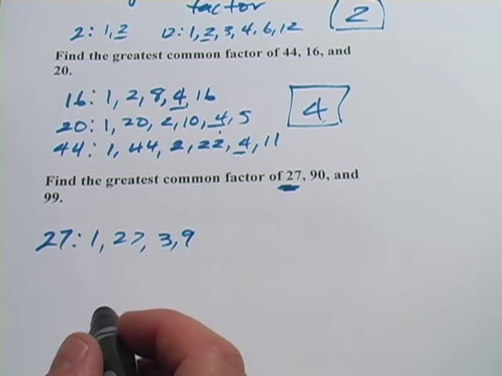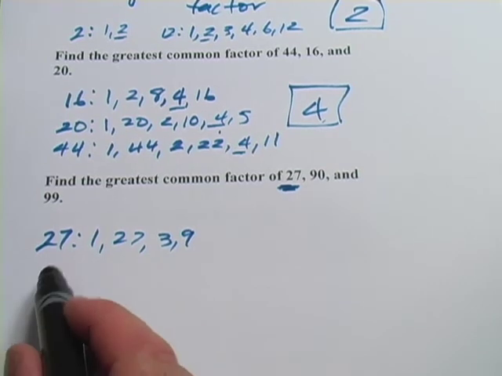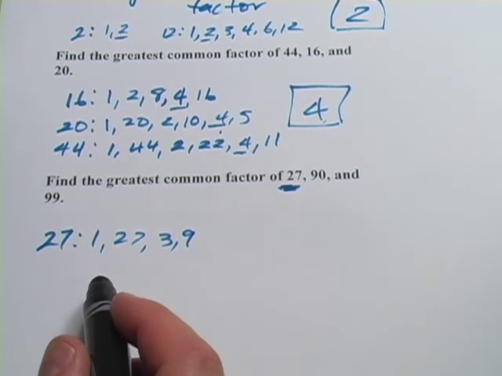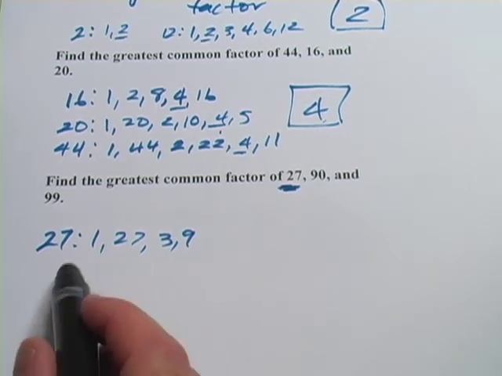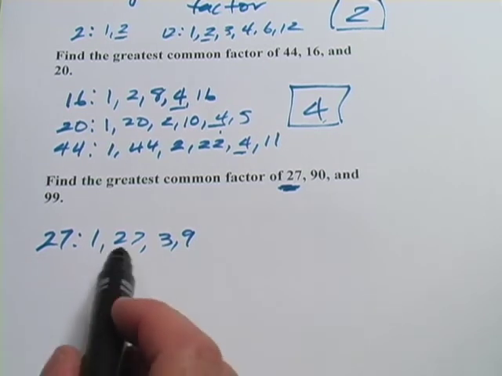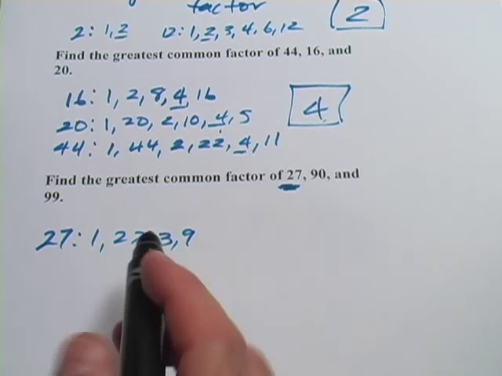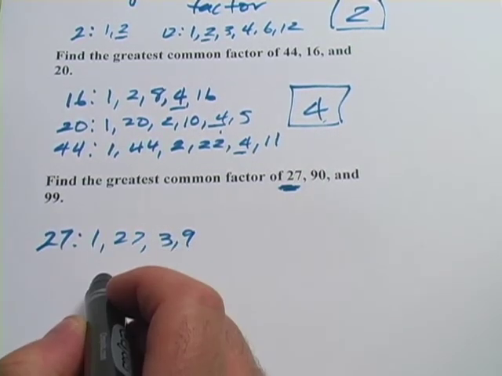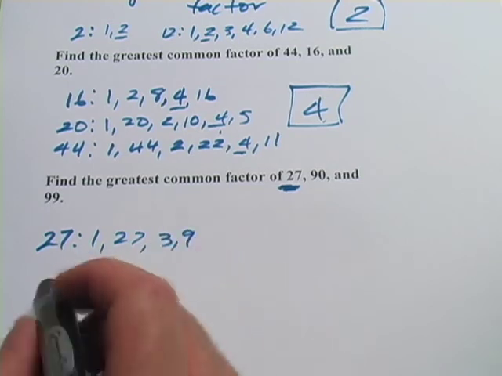And is there anything else for 27? Is not 4, not 5. Is it divisible by 7? You could check that on your calculator. And if you go through this, you'll find that actually this exhausts the factors for 27. 1, 27, 3, and 9. So we want to look at these other numbers and see if there's a number on here that's going to be the greatest common factor.